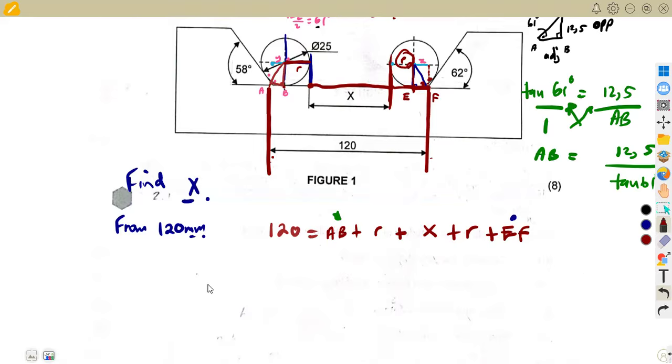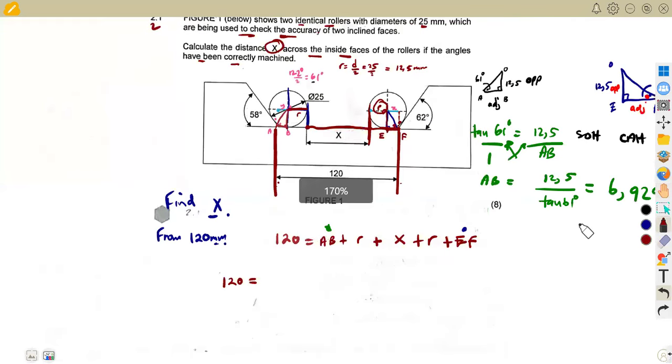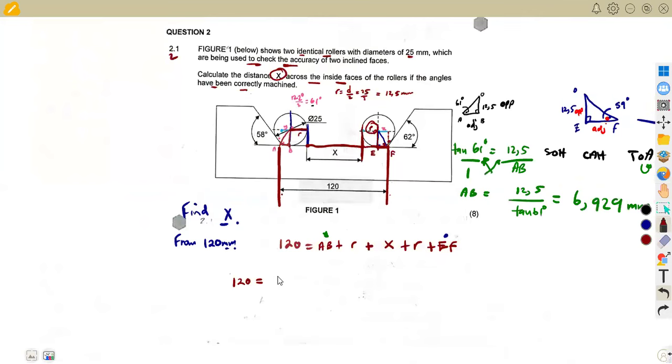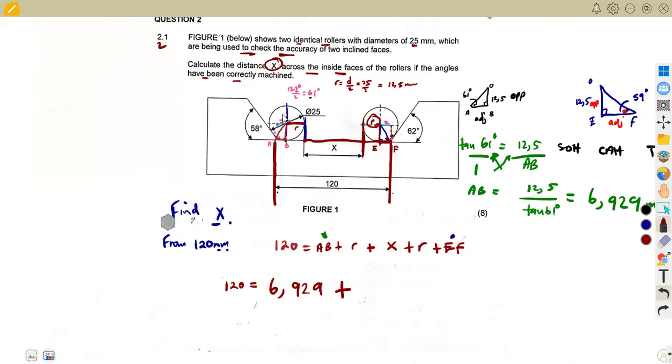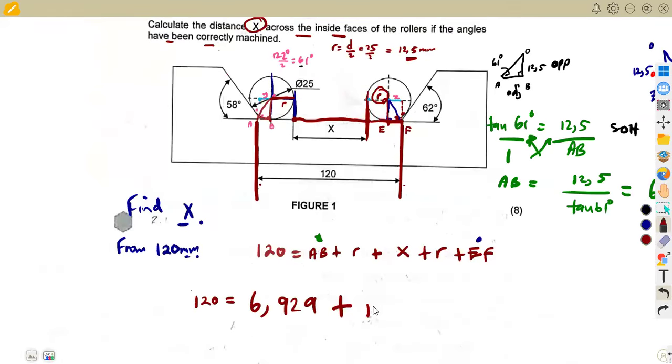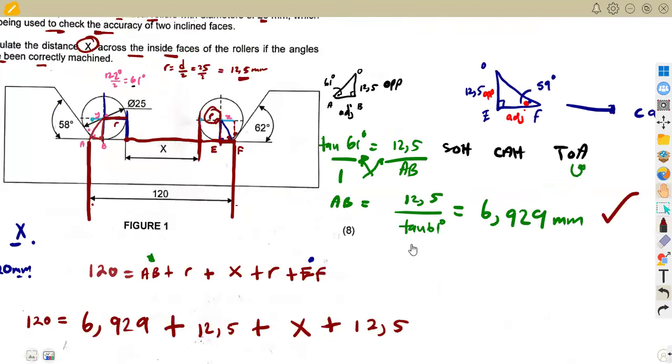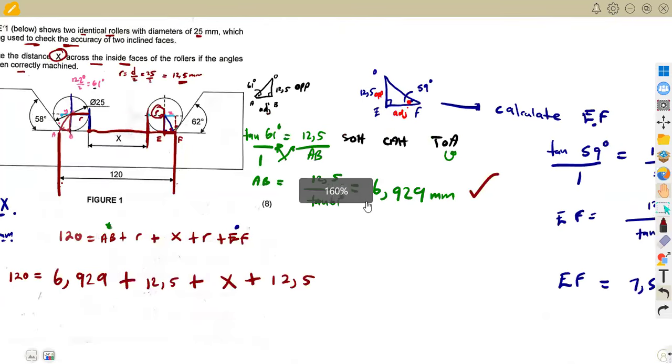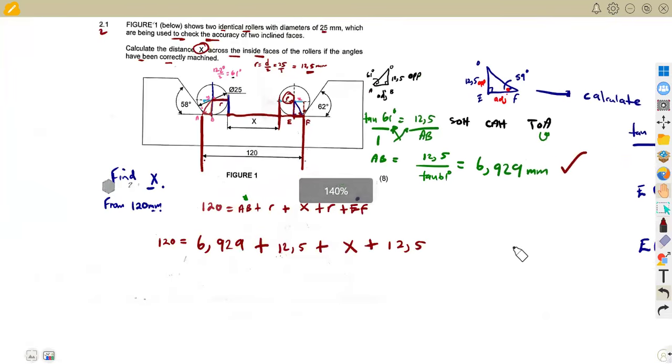120 is equal to AB. We calculated our AB. That was 6.929, plus the radius. Remember, according to our question, the radius is 12,5. So we have 12,5 plus x, which is the one that we need, plus the radius again, 12,5, plus EF. We calculated EF before. Our EF was 7.511, so that is plus 7,511.